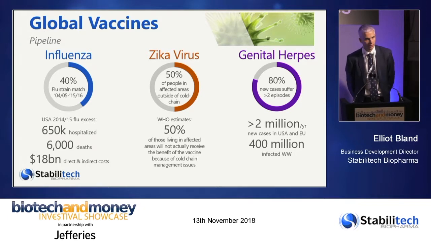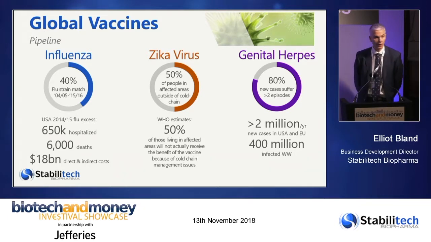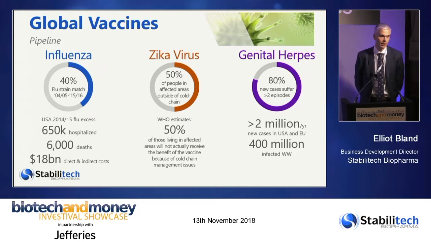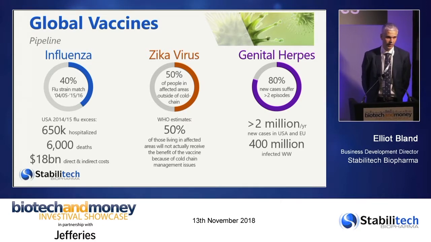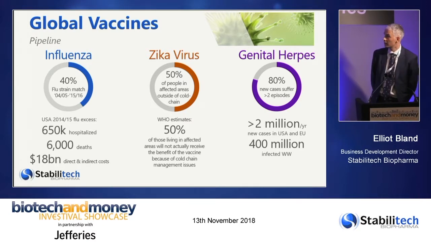Our pipeline includes three products that I'll talk about today. The first deals with the influenza virus market. There's a constant problem with flu strain selection mismatch that costs patients a lot of infections, lives and economies, an awful lot of money. We can deal with that by vastly increasing the number of influenza strains we can include in a single vaccine. That's utilising our antigen sparing technology.